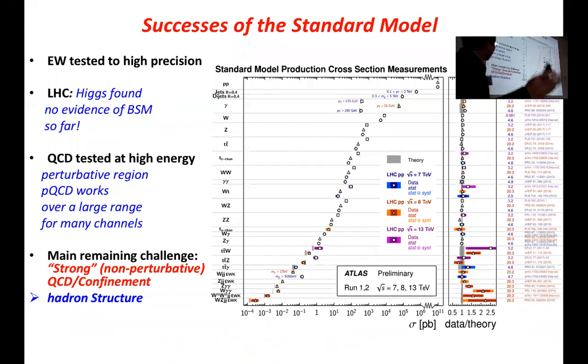We all know the standard model works great. It's been tested in a huge range. Everything seems to be working. All the searches for new physics have found nothing new. And so people are going to dark sector or neutrinos. But the big elephant in the room is we still don't understand one major part of the standard model, which is QCD, the strong interaction in the confinement region. And we don't understand how confinement works. And studying hadron structure is probably the best way to learn about this.